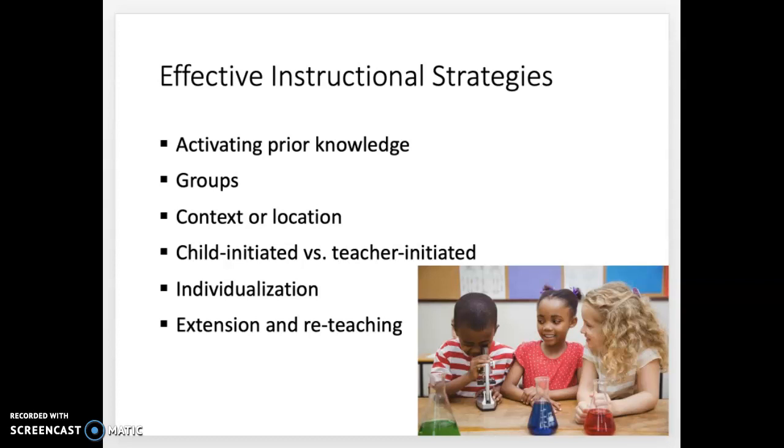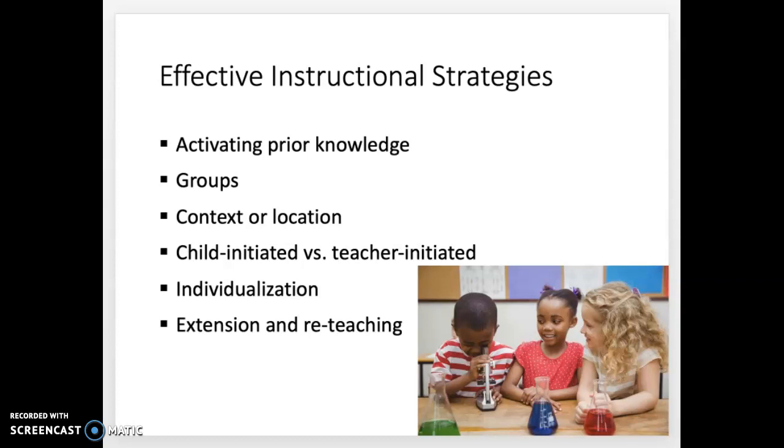Grouping is a very important and effective instructional strategy. How are we going to group our students for our lesson? And are we going to have different groups in a different context throughout the lesson? And that moves right into context and location. Where are we going to conduct this lesson?